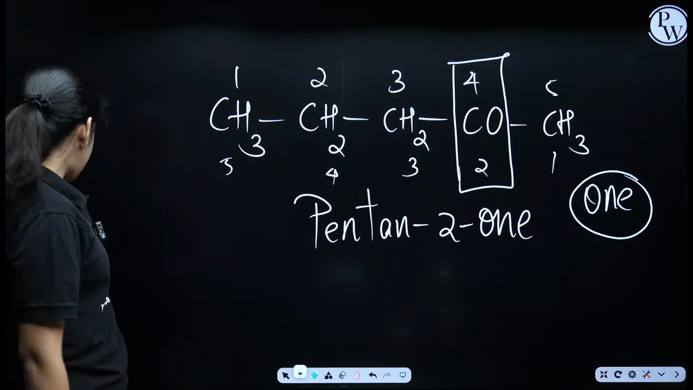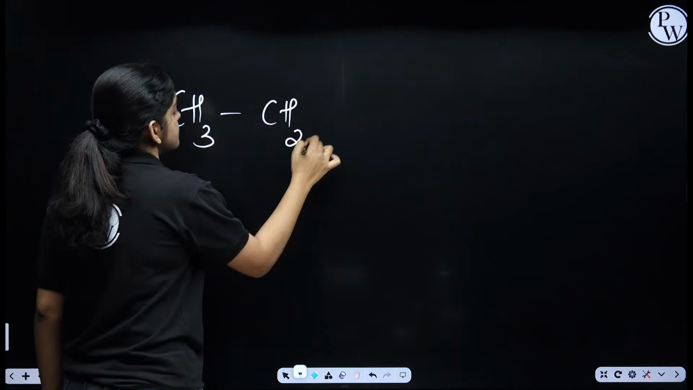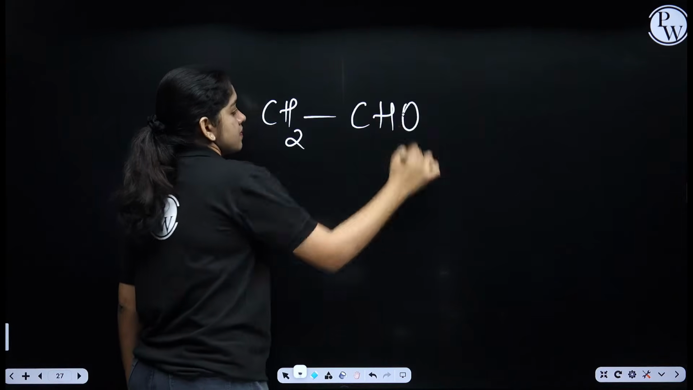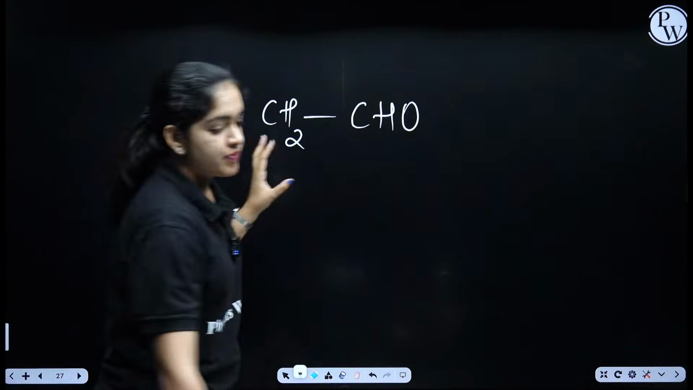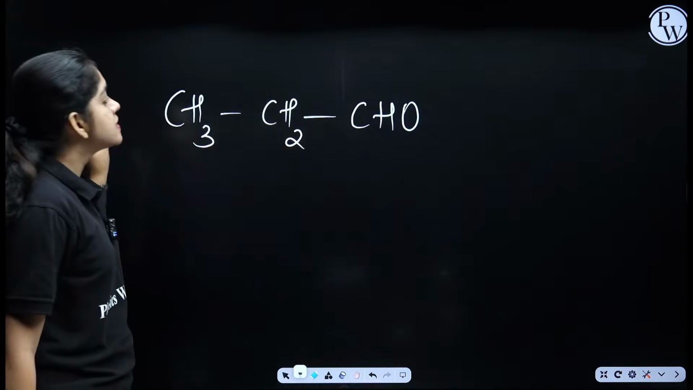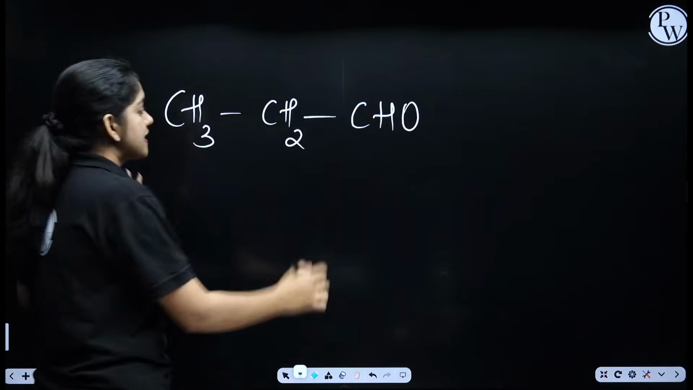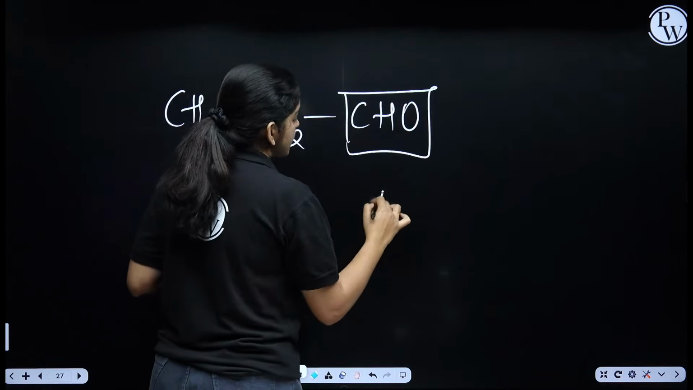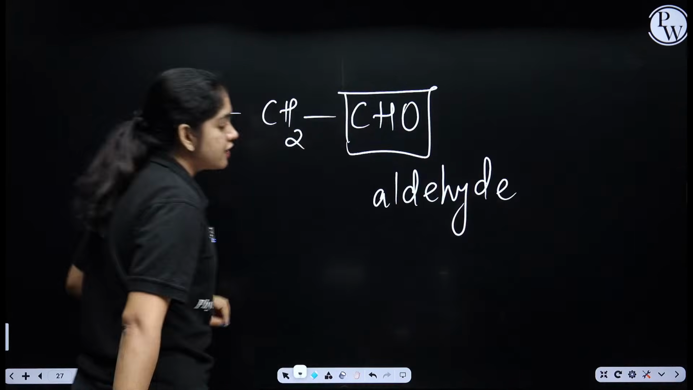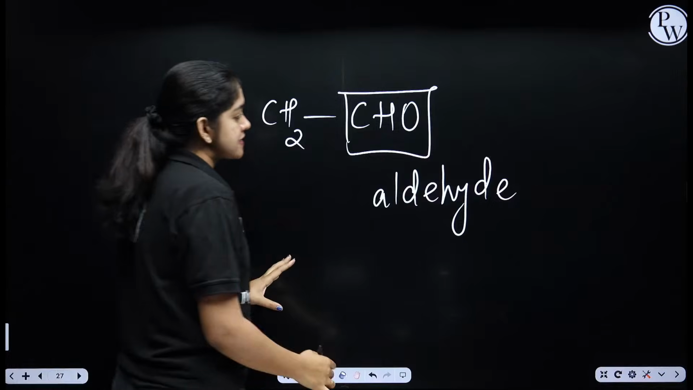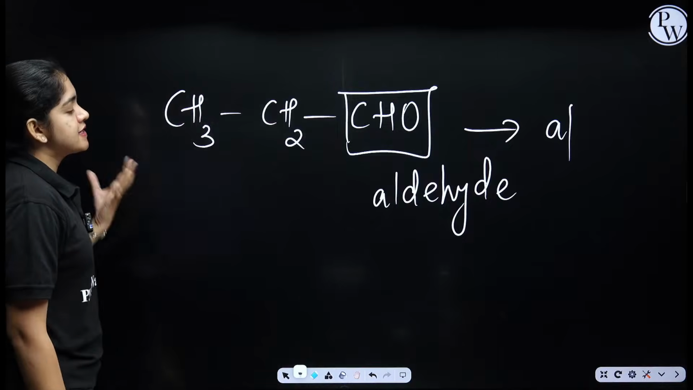Okay. So, next one. Which is the functional group present in this compound? CH3, CH2, CHO. Only 3 carbon atoms are present and 1 functional group is there. It's a CHO group, and CHO group means what? It's an aldehyde group. If aldehyde functional group is present, the name will be ending with al.